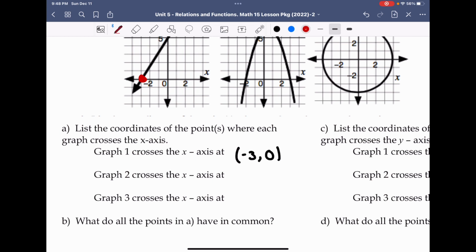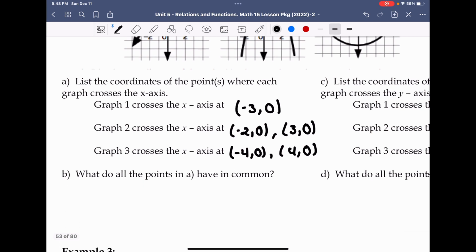Graph 2 crosses the x-axis at -2 and 3. So as an ordered pair, we'd write (-2, 0) and (3, 0). And then lastly, graph 3 crosses the x-axis at what looks to be -4 and +4. So we should put as ordered pairs (-4, 0) and (4, 0).